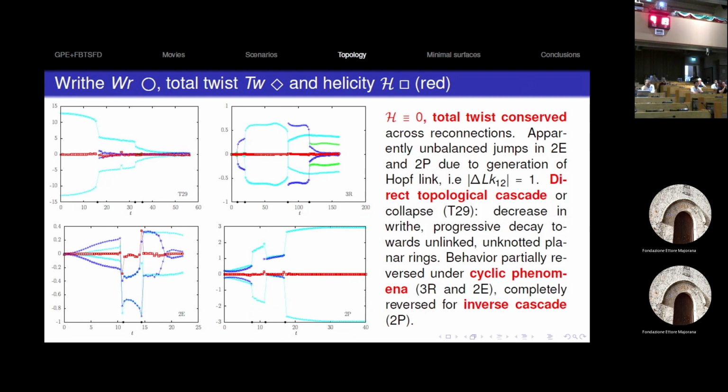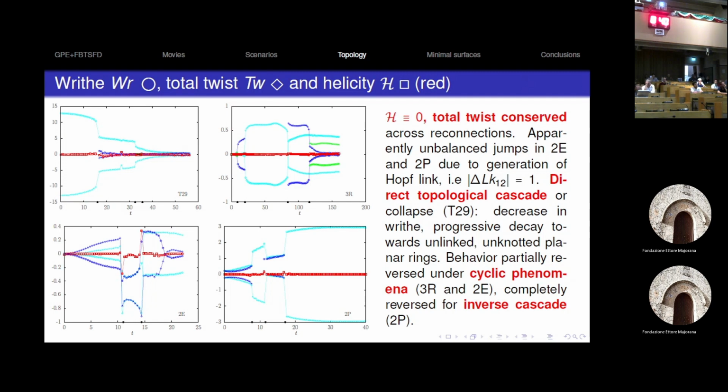Here, I know it's hard to see, but again, concentrate on the red squares because that's helicity. And as you can see, helicity is always constant and equal to 0. Of course, there are some errors in that plot, because it's difficult to get a smooth curve to do the computation of writhe, twist, and so on. So that's just numerical errors due to the analysis, I would say.